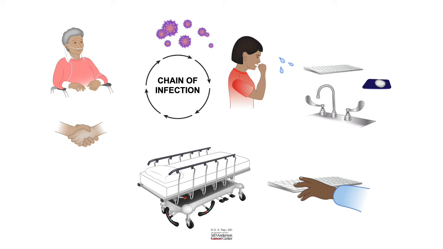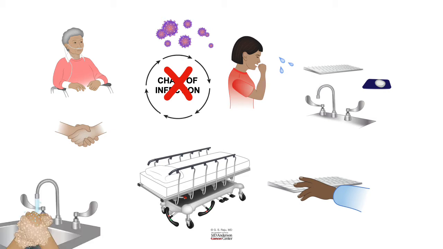There are a couple of ways that infection can be transmitted. One is either droplet or airborne transmission when somebody coughs and sneezes. And the second one is from fomites or touch surfaces. And in order to block this chain of infection, hand hygiene is the most important step.